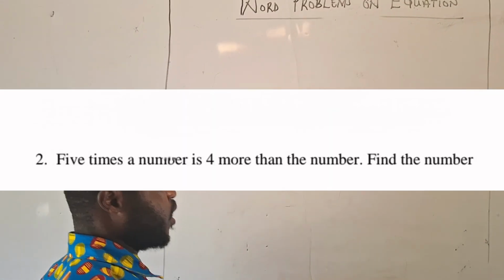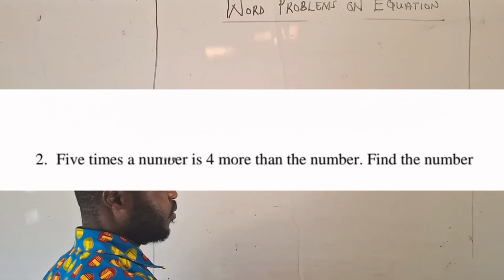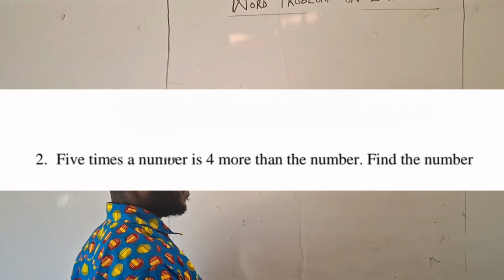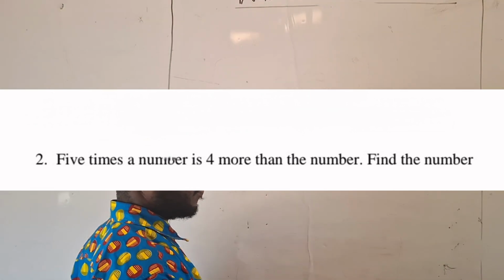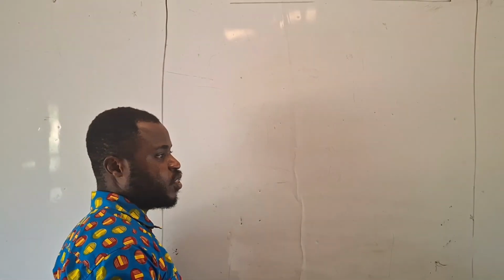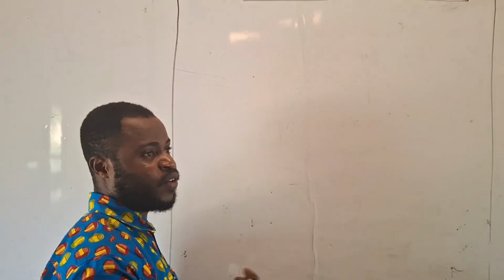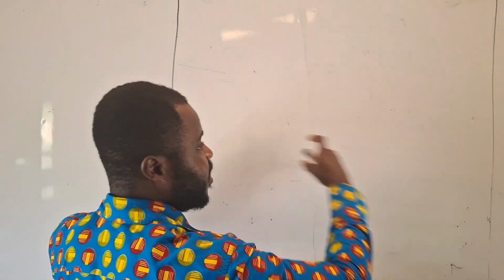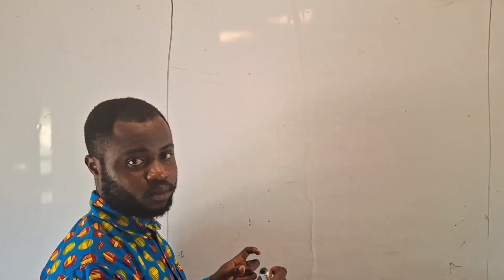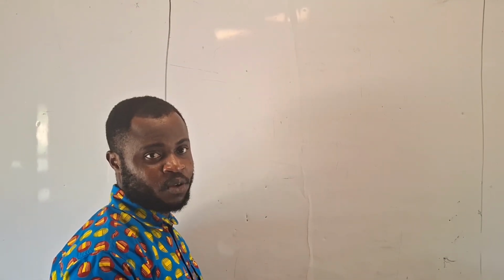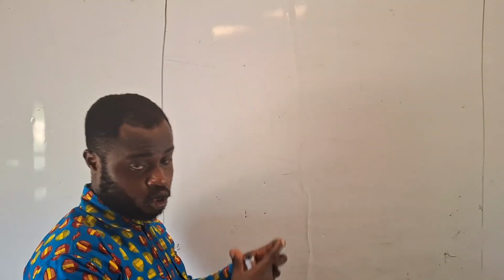So the second question says that 5 times a number is 4 more than the number. Find the number. I told you earlier on that you see the result is, and you see the final result is. And sometimes in the statement, when you see is, it also calls for equal sign.